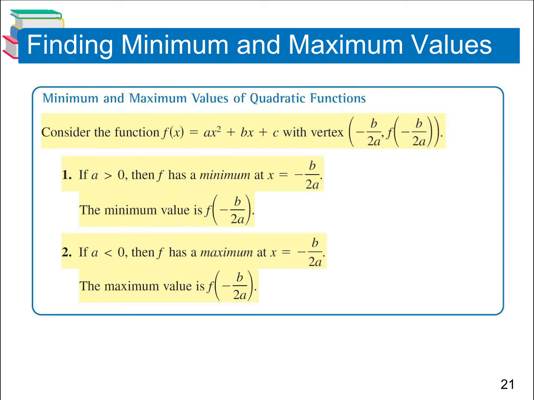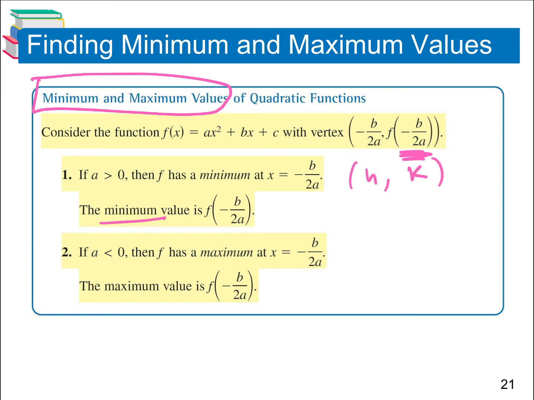This slide talks about the max and minimum values. So the max and min are the y values in our vertex. So whatever the k is. So whether it's a max or min, it is always the k in our vertex. So if our vertex is h comma k, the minimum value will be the k and the maximum value is the k. So it's the y value in our vertex. Y value or k.